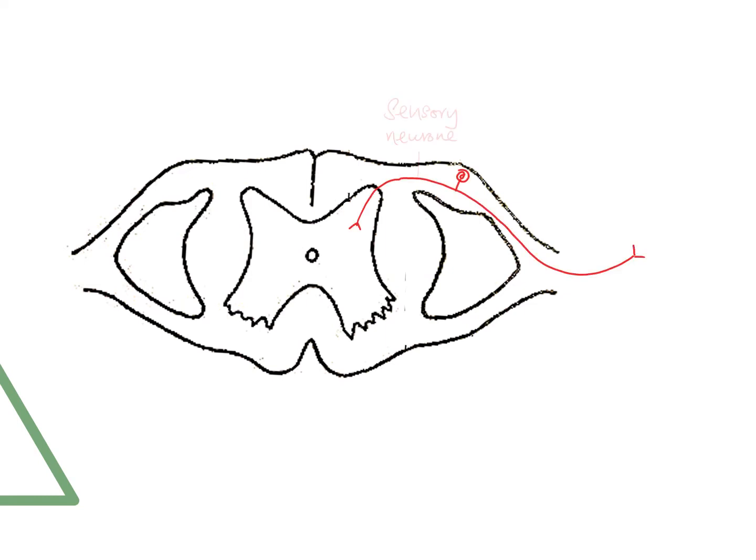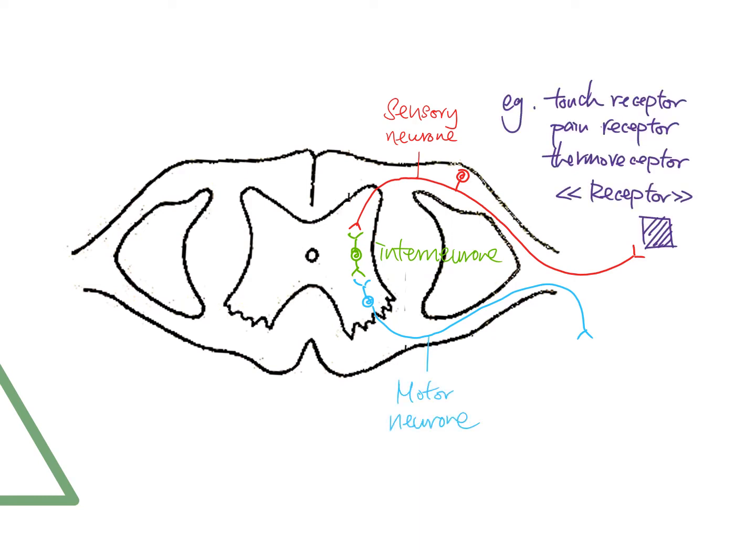This is the sensory neuron. In the spinal cord, you can see the interneuron. Going away, this is the motor neuron. The receptors can be any type, such as the touch receptors, the pain receptor, or the thermal receptor for temperature. While for the effector, it could be muscles.